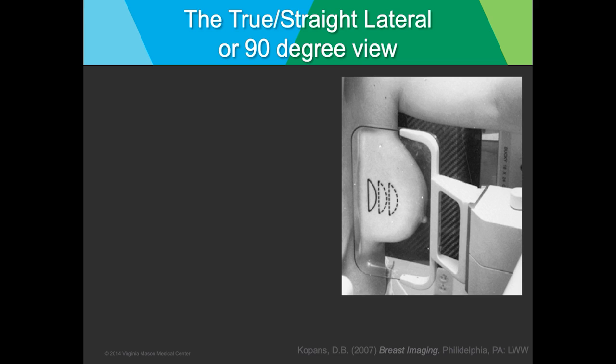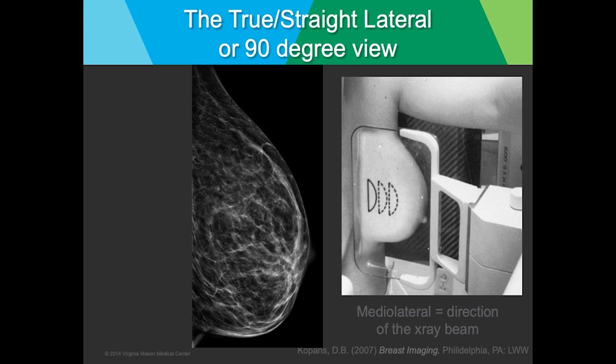This is a multi-purpose view and can be done in the medial lateral or lateral medial projection. And again, just like on the other views, this describes the direction of the X-ray beam. A medial lateral view is depicted here, with the X-ray beam going from the medial to lateral portion of the breast and the detector along the lateral aspect of the breast. And here's an example of an actual mammographic ML image.